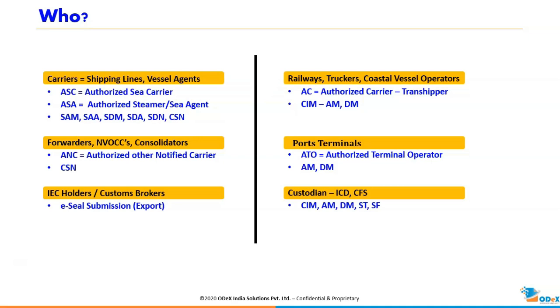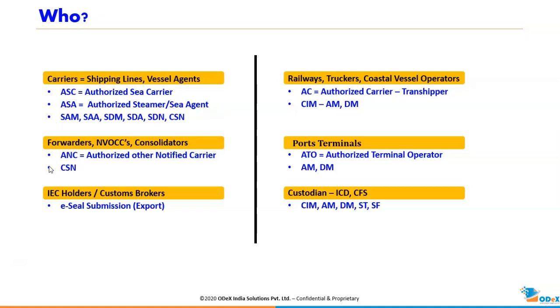So before going with the actual changes, let's first understand from the customs point of view how they have differentiated different companies. The list of stakeholders which we are dealing in our day-to-day operation life is getting registered on IceGate. Shipping lines are under the category for ASC, that is authorized sea carrier, or ASA, that is authorized sea agent. Roles and responsibilities of the shipping lines or the vessel agents is the SAM filing, sea arrival amendment, sea departure manifest, sea departure amendment, sea departure notification, and the cargo summary notification. So all of these are the responsibilities of the carriers here.